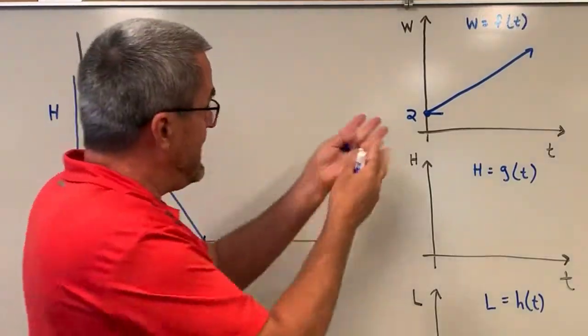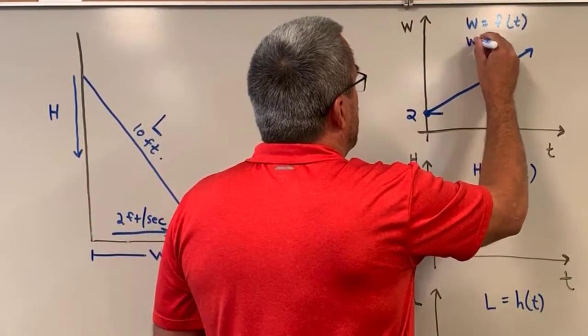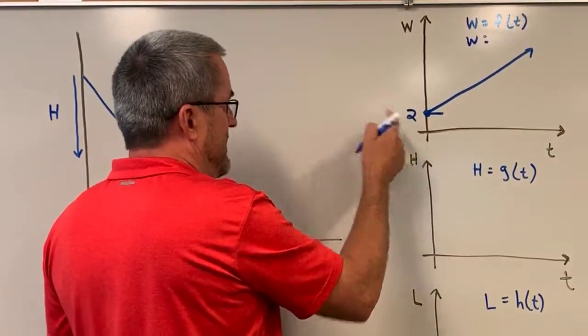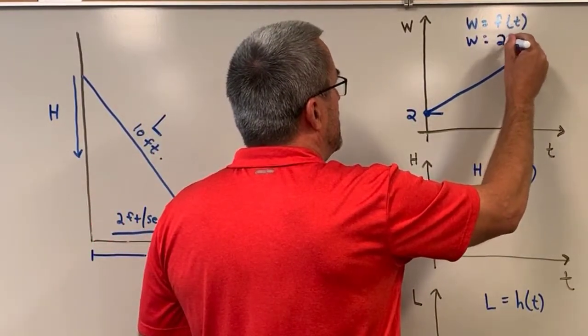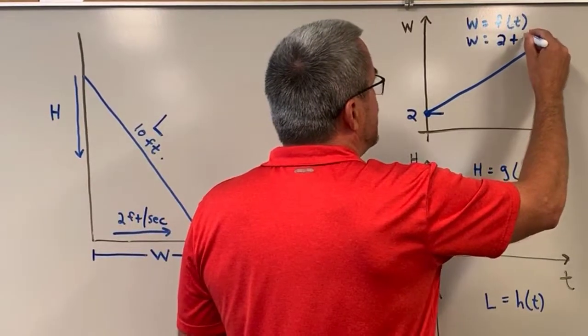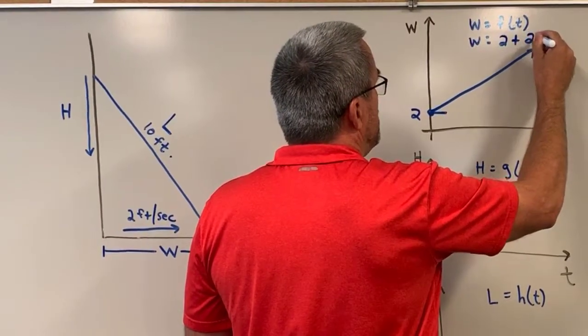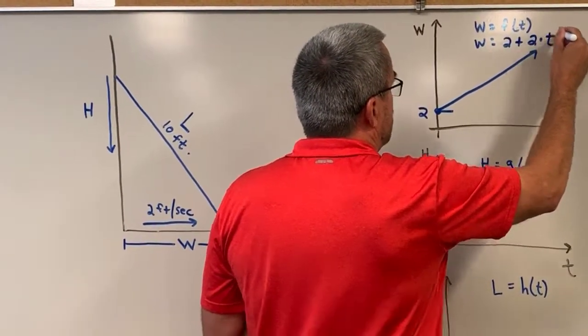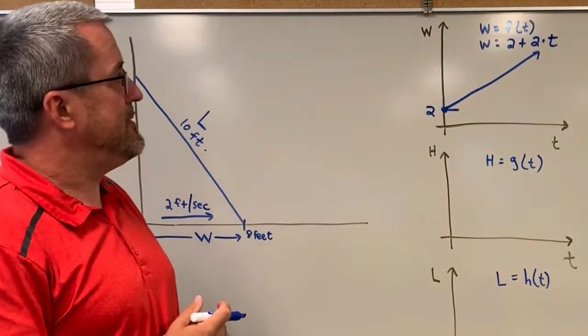And we could even identify what this function is. That function W would be, with a vertical intercept of 2, starts at a distance of 2 feet from the wall, and then increases in distance at a rate of 2 feet per second for however many seconds elapse.